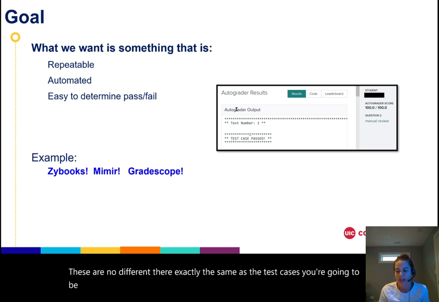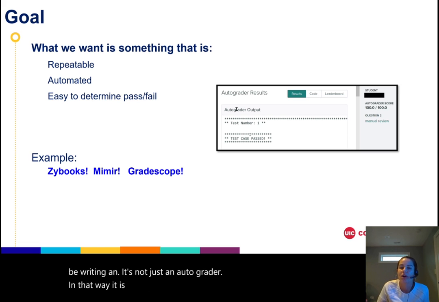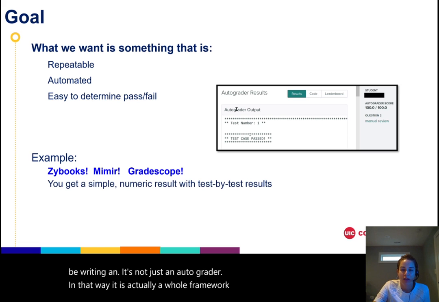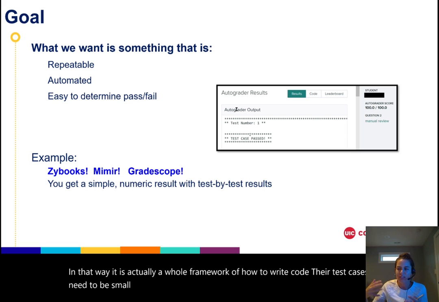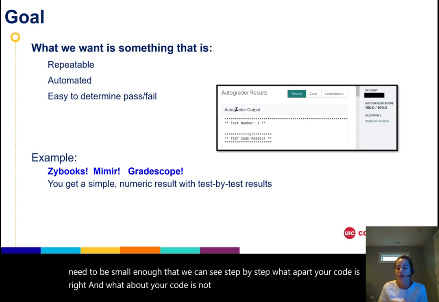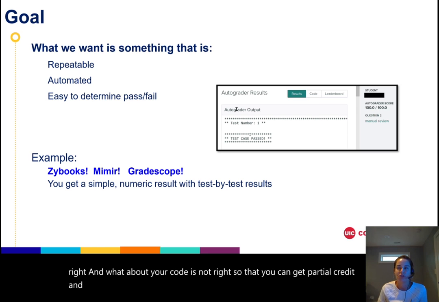And it's not just an autograder in that way. It is actually a whole framework of how to write code. The test cases need to be small enough that we can see, step by step, what about your code is right and what about your code is not right, so that you can get partial credit, and have feedback on what portion of your code is still not functioning right.